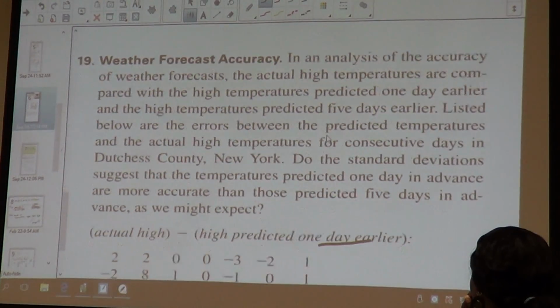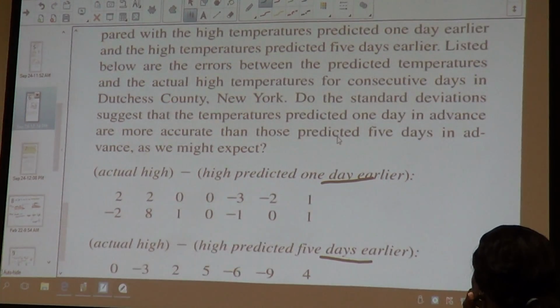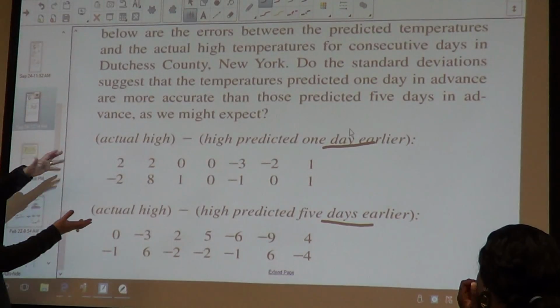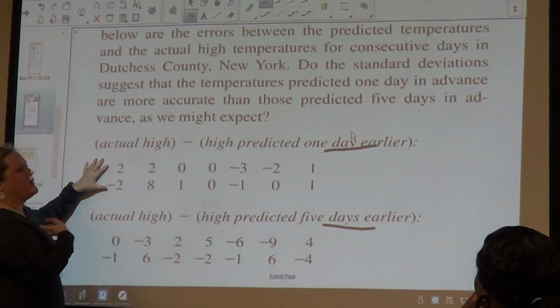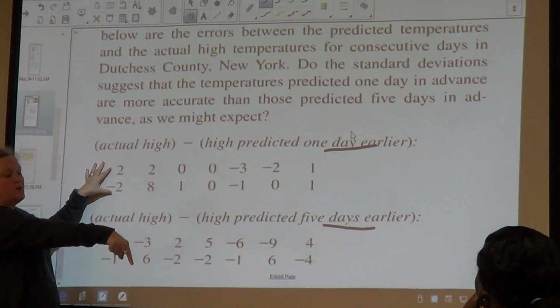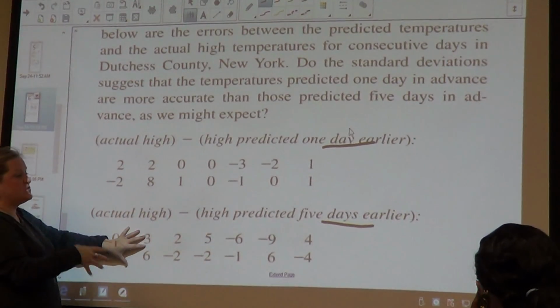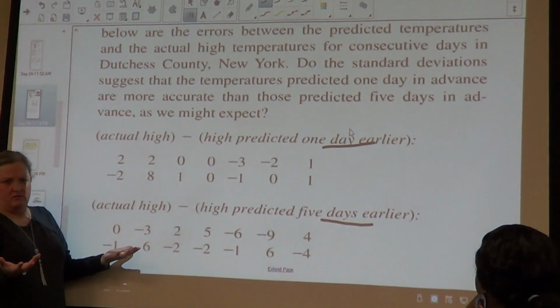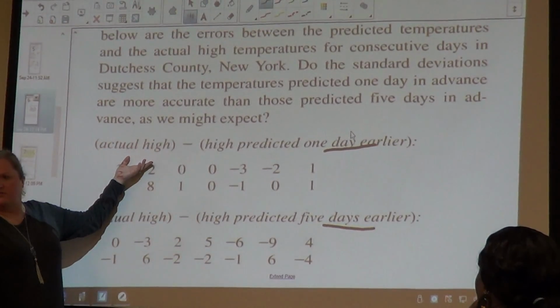And that's it. Now this one's doing weather forecasting. It's the same basic way. Two types of data. This is what if a weather forecaster was predicting tomorrow's weather versus what if they were predicting it next week. Which one is more accurate? Tomorrow. We should all know that.